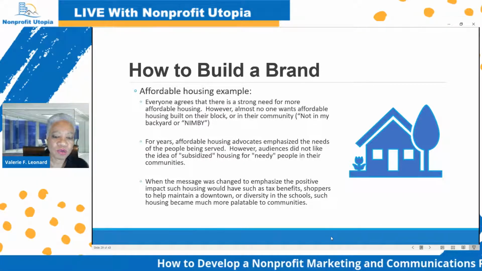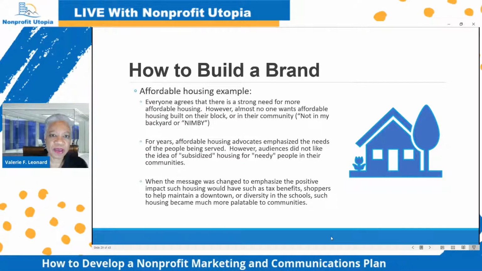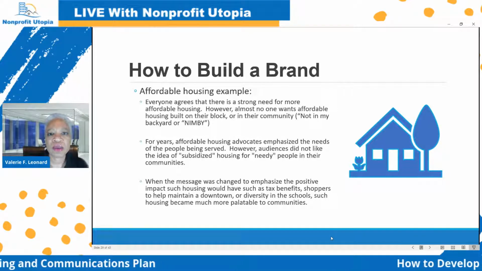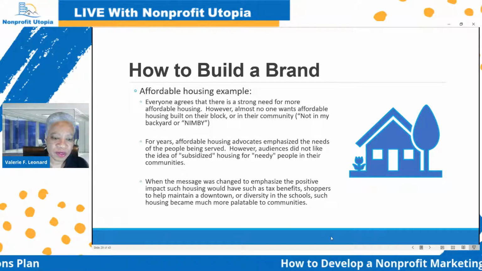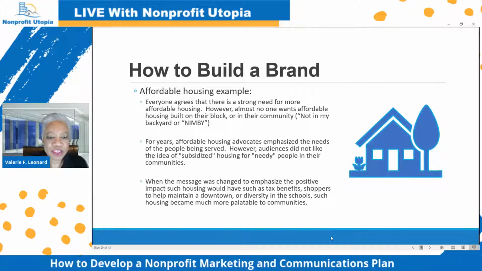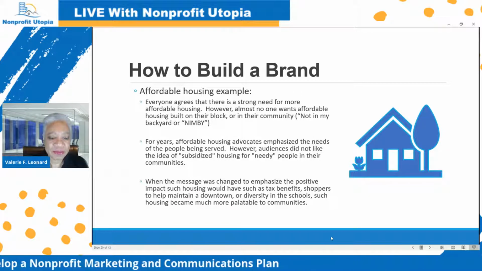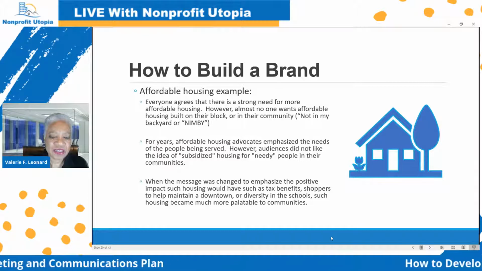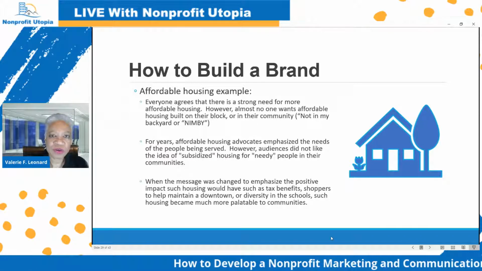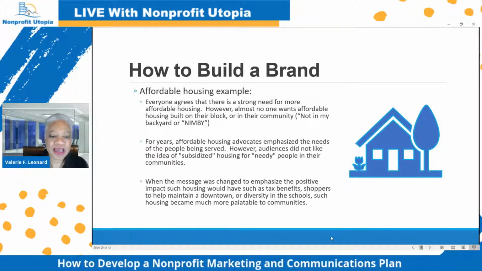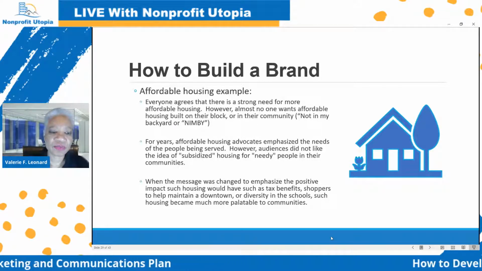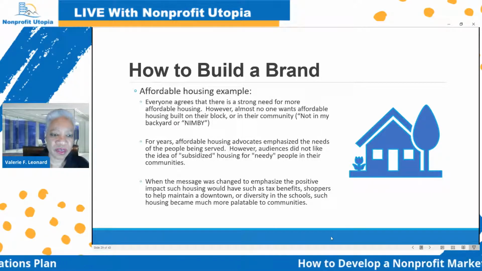So when you talk about the positive impact of the same affordable housing, it becomes more acceptable to the community. So for example, again, I want to just finish this sentence. When the message was changed to emphasize the positive impact such housing would have, such as tax benefits, shoppers that would help maintain downtown, or diversity in the schools, the housing became viewed as an asset and not so much as a drag on the community.